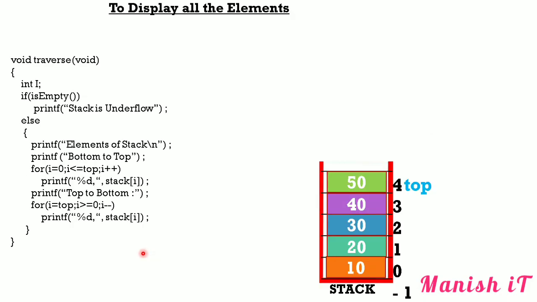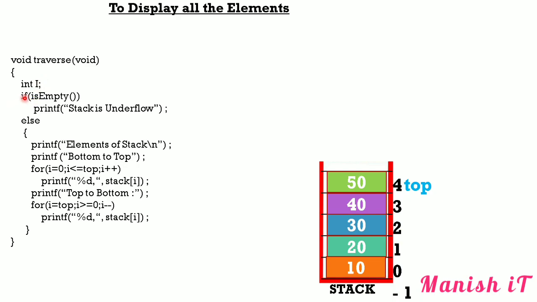So see how traversing works. Traversing is nothing but displaying all the elements of the stack. Here we declare void as its return type, and also there are no parameters. Inside the declaration part you see integer I here, capital I, sorry for that, it was written by mistake. You have to erase it and write a small i.